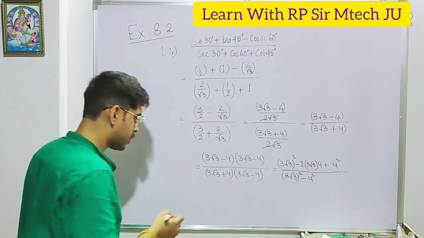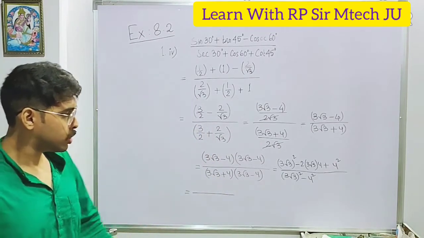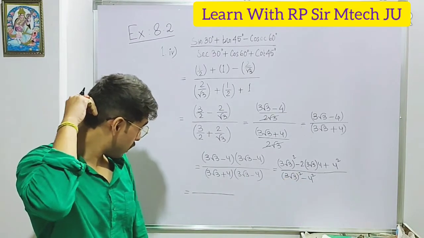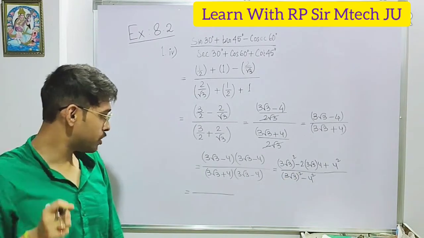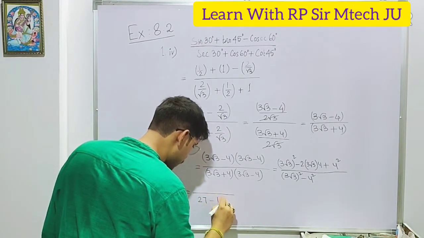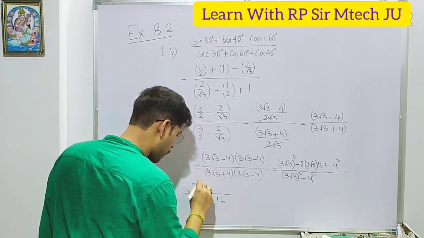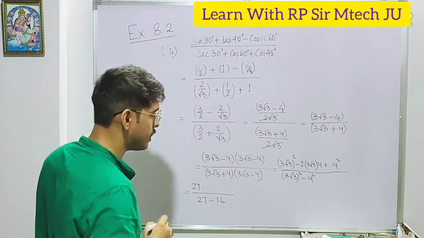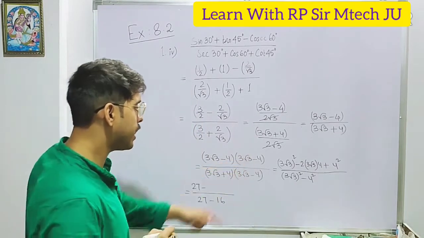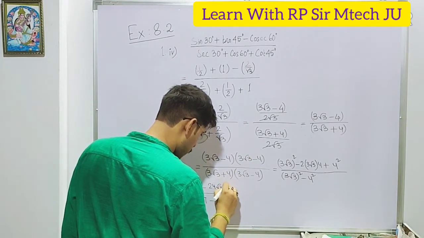Okay, so let us finish this final step. So it will be 3 root 3 whole square. So what is 3 root 3 whole square? So 3 square is 9 and root 3 square is 3. So 27 minus 16. And here we are getting 27. Then minus 2 into 4, that is 8. 8 into 3, that is 24. Plus 16.